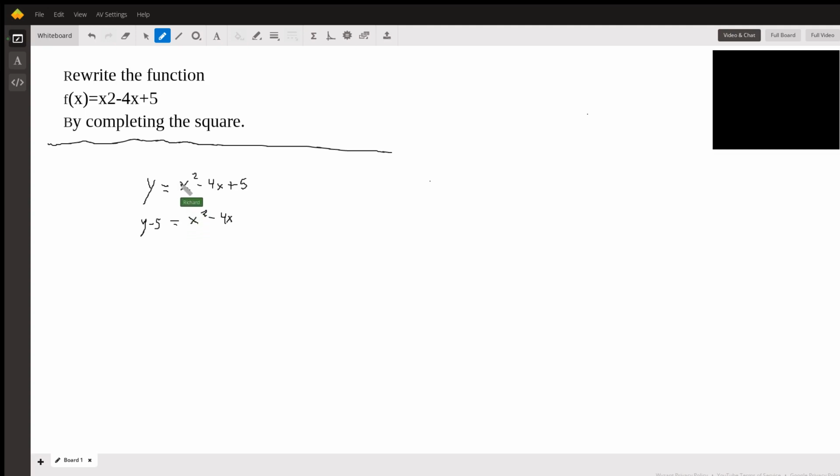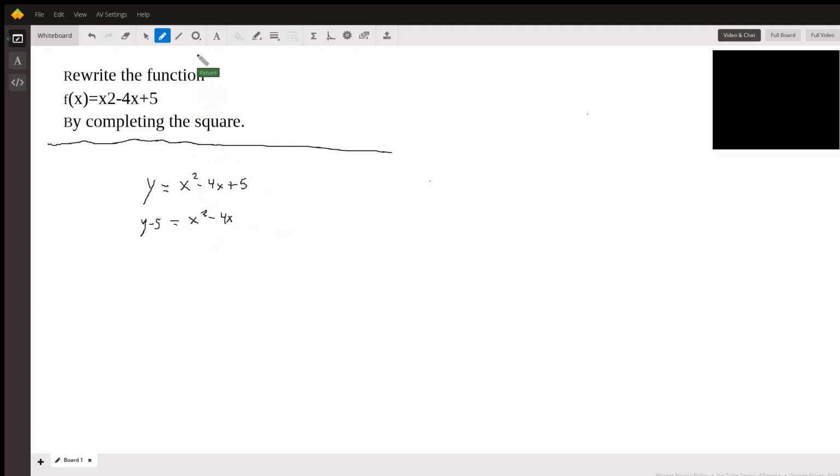If it's not a 1, it's not a problem because you can just divide both sides by whatever that coefficient is. So if this were, let's say, 3x squared, on the left you'd have y minus 5 over 3, and then this would be x squared itself minus 4/3 x. So you would just deal with the leading coefficient if you had to by dividing. But we don't have to because the leading coefficient is a 1.